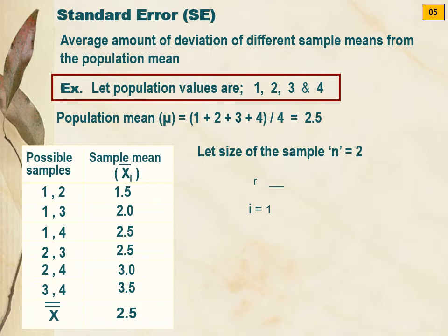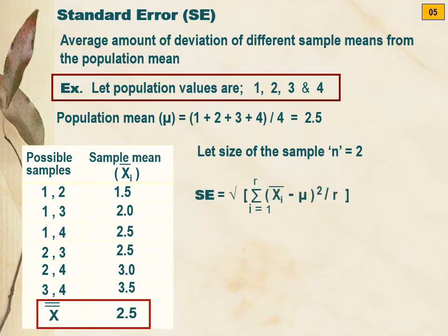Now what is the formula of standard error? You have to get the difference of the mean. This is the error component, because you are looking for the population mean 2.5 and your different samples are giving you different sample means. So SE is equal to the square root of the sum of (xi bar minus mu) squared, that is, the difference between the mean x bar of each sample and the population mean. You square it and add it for all the possible samples and divide by the number of samples, R. Here it is 6 samples, so divide by 6.